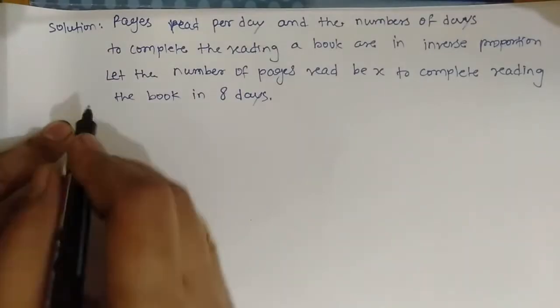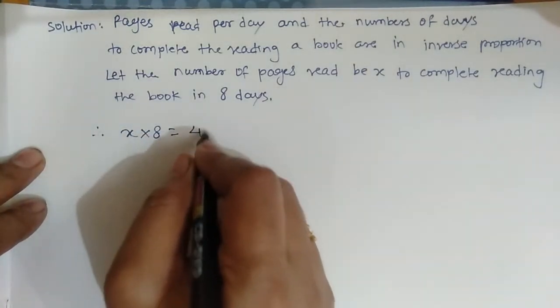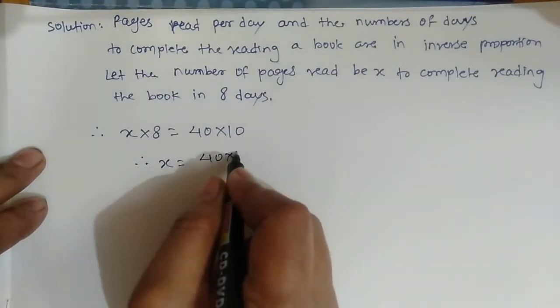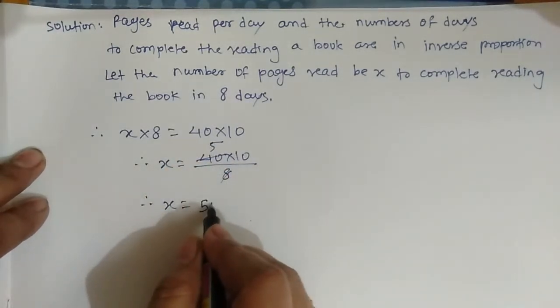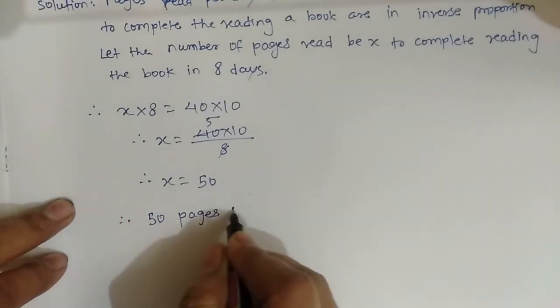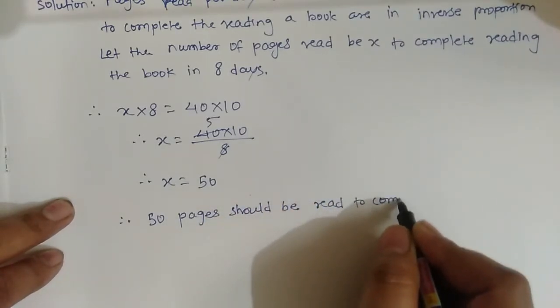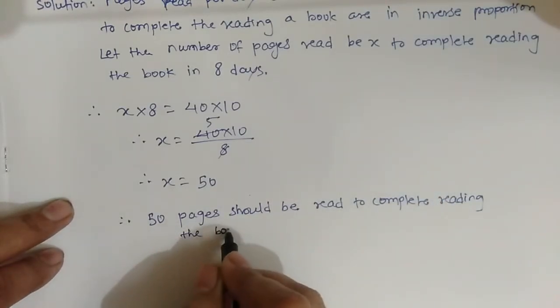Correct? So now we know that the product of both quantities is always constant. So take the product. Therefore, x multiplied by 8 is equal to 40 multiplied by 10. So therefore x is equal to 40 multiplied by 10 divided by 8. 8 5s are 40. Therefore x is equal to 10 5s are 50. So write down the answer line: 50 pages should be read to complete reading the book.